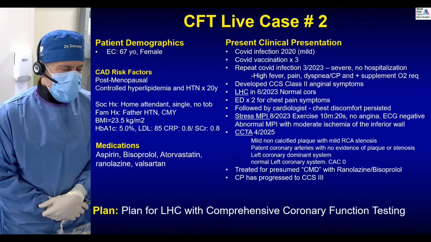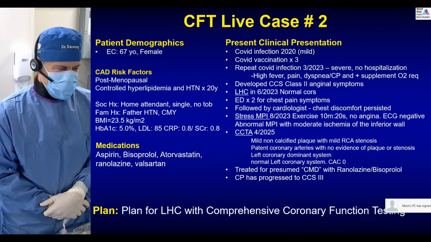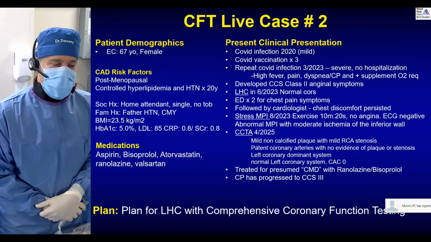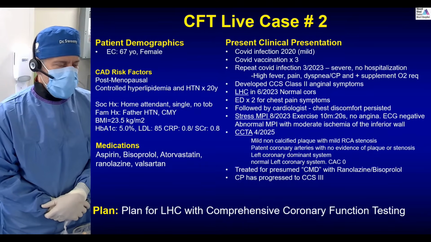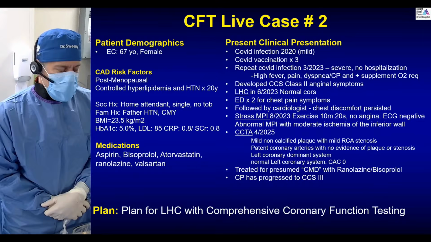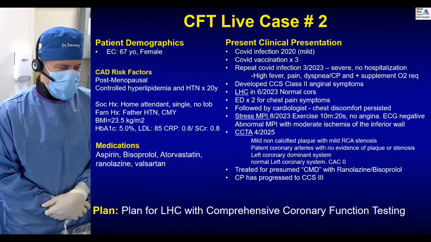Her clinical presentation started in 2020, where she was diagnosed with a COVID infection at the height of our pandemic. She recovered from that; it was a mild infection. She did proceed to have 3 vaccinations for COVID and stopped after the 3rd, but she did develop a repeat COVID infection in March of 2023.